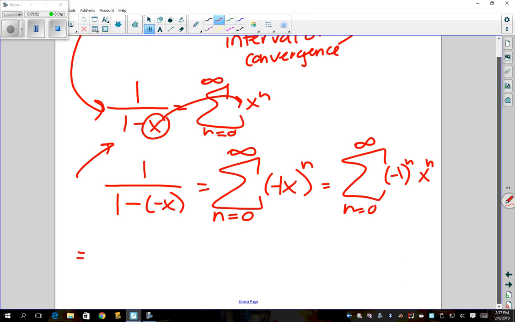And if we start writing the first couple terms, at n equals 0, we just get 1. And then at n equals 1, when we plug this in, we should get negative x plus x squared minus x cubed plus x to the 4th minus x to the 5th. So this is very similar to our other series, only this is an alternating series. So this is one example of a way that we can construct a new power series just from the one that we know about right now.